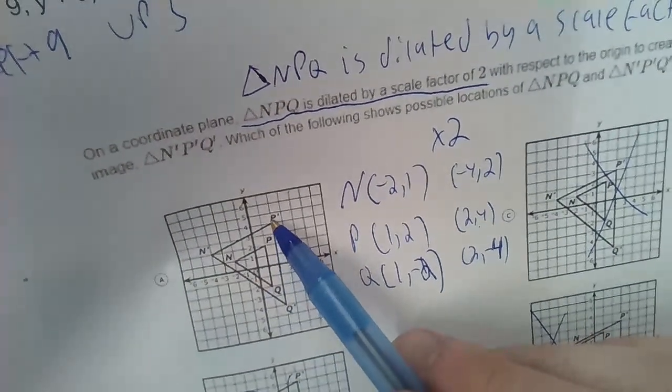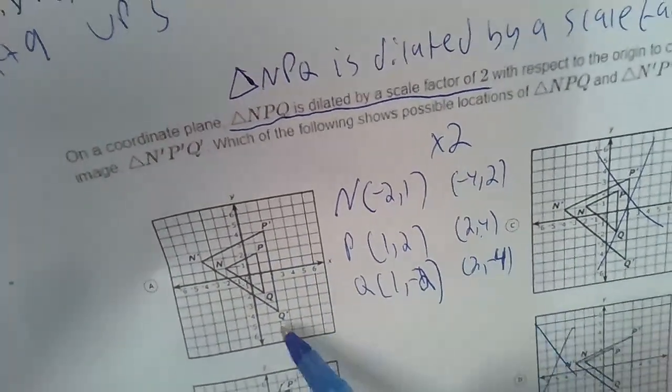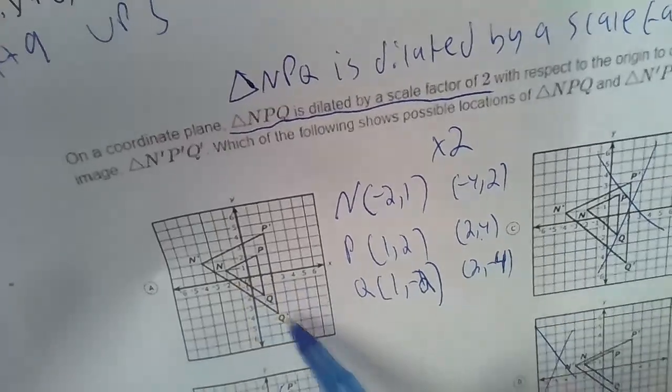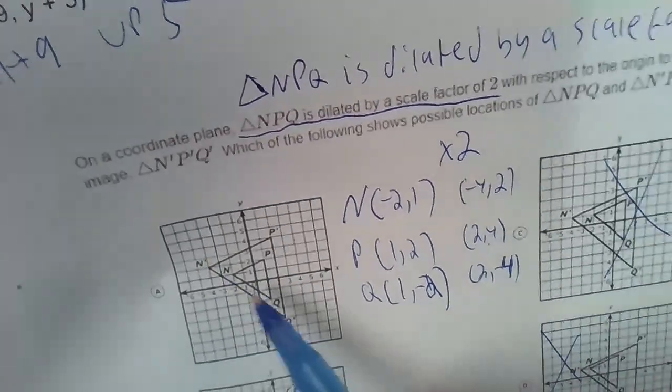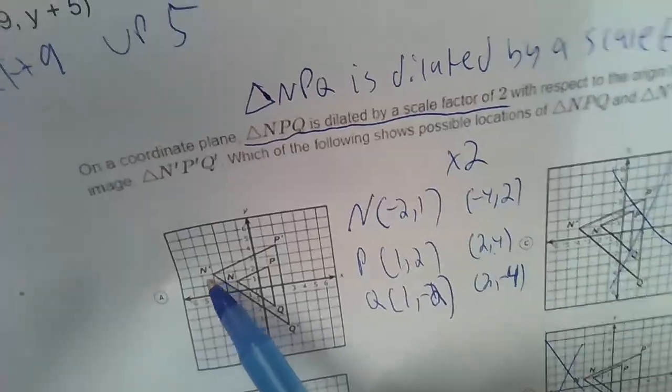Okay, P1 is at 2, 4 where I need it. Q1 is at 2, -4 where I need it. And N1 is at -4, 2, which is where I need it. So it is answer A. Okay, so that was part 2. Stay tuned for part 3.